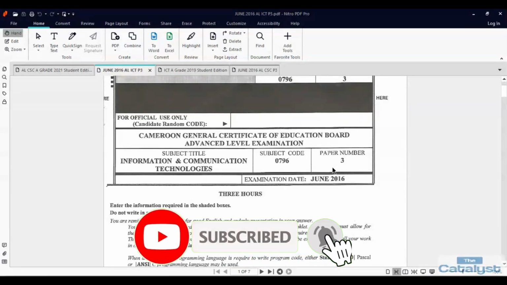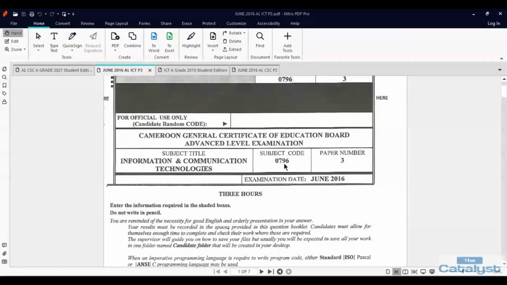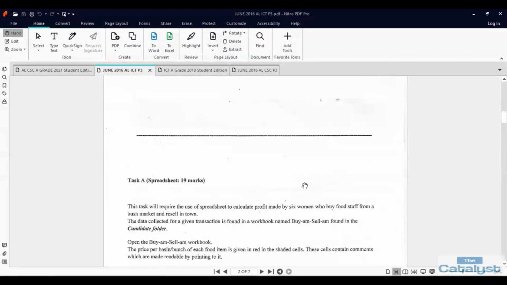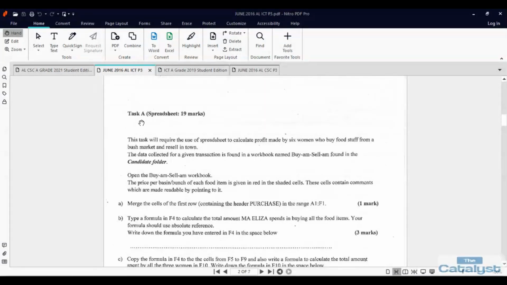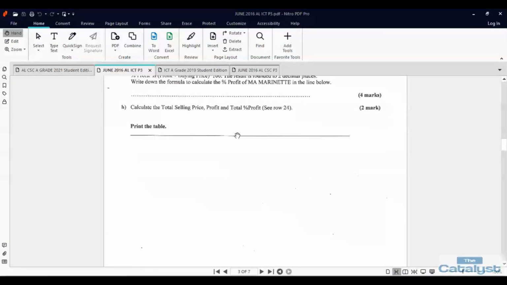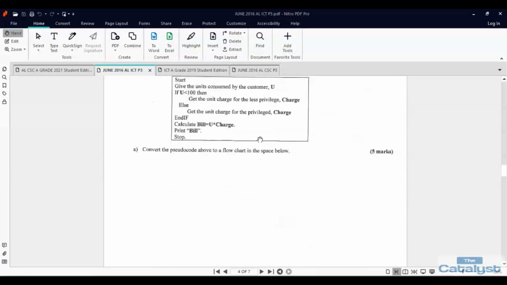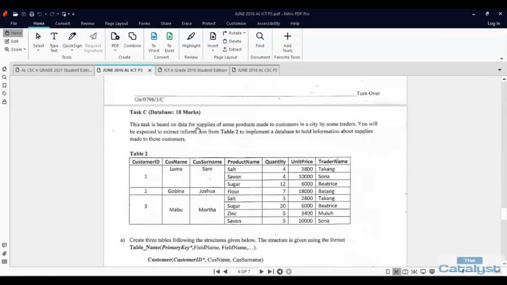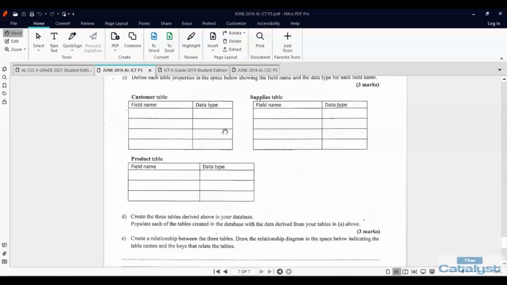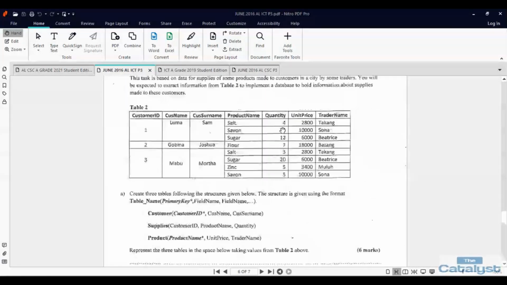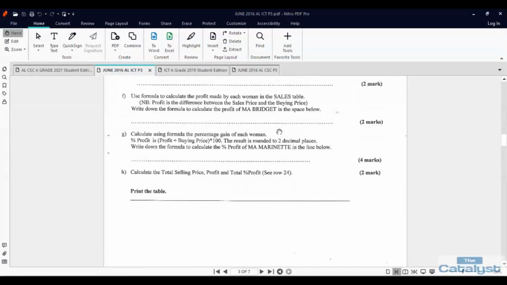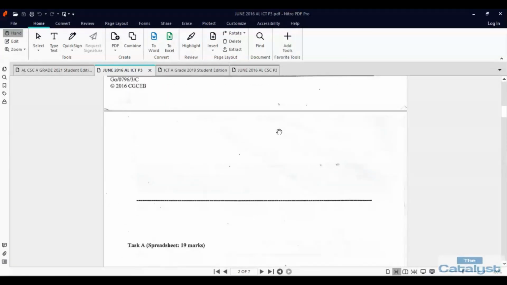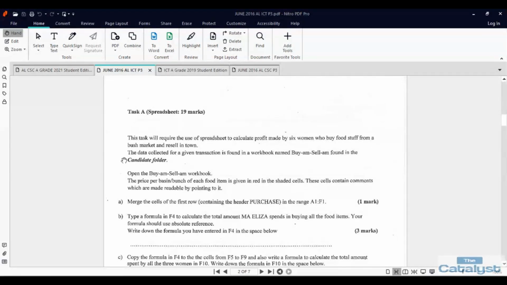So today we are going to answer Information and Communication Technology Paper 3, Advanced Level Information and Communication Technologies, Paper 3, June 2016. Okay, so we can see the paper is made up of Task A, which is spreadsheet, Task B, which is programming, and Task C, which is database. So we are supposed to answer these questions in 3 hours according to this question paper. So without wasting time, let's move to Task A.